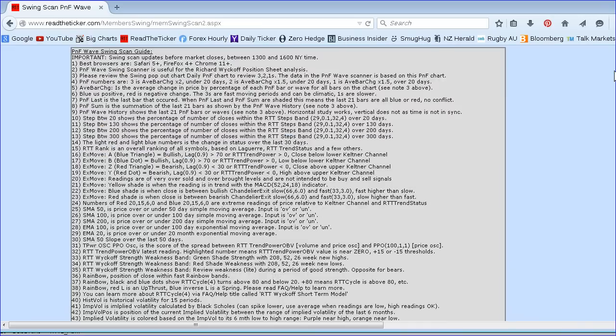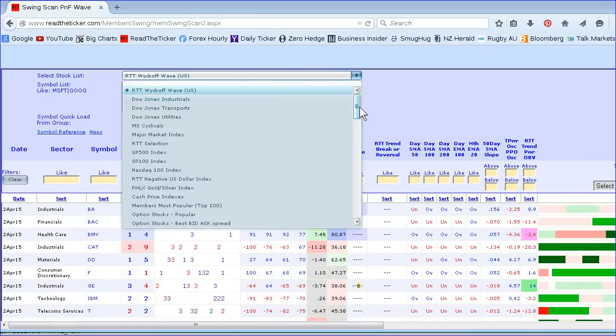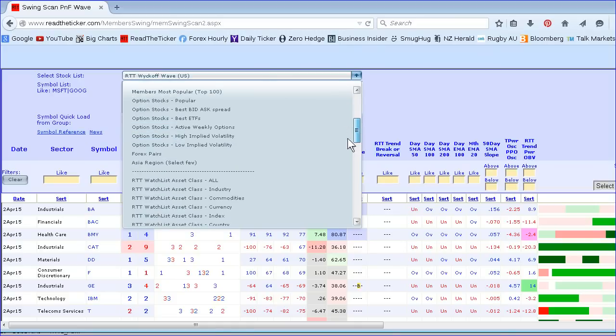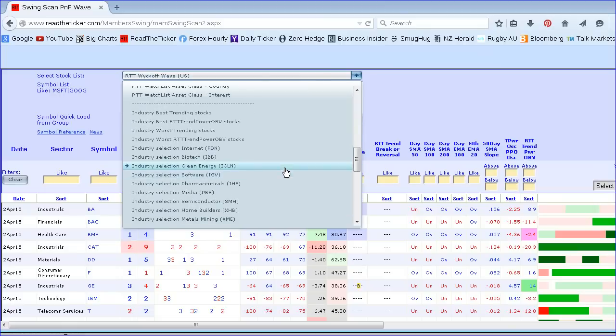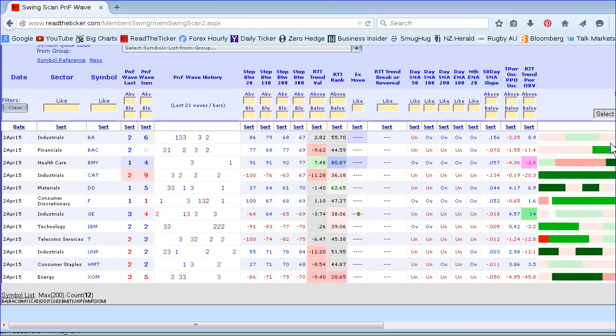And what this basically does, we have here the Wyckoff wave. You can select the Dow Jones Industrials. You can select industry as Richard Wyckoff would. You can select individual sectors with stocks in those sectors, what have you. And down below here we have, for example, BAC.